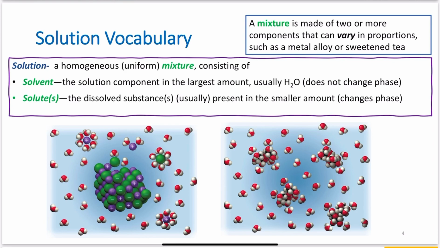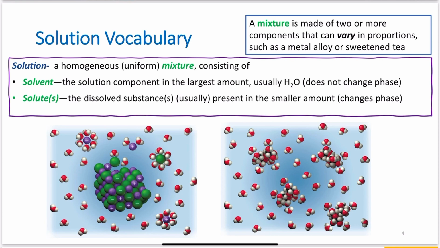I'll talk about what both of those mean in just a sec, but a mixture is made up of two or more components that can vary in proportions, such as a metal alloy or sweetened tea. So a mixture, sweet tea. I don't drink sweet tea, but that's kind of a blasphemy thing to say in Texas. Everyone drinks sweet tea, apparently. But people will put a different amount of sweetener in their tea. And some people just really want unsweet tea, too. I just won't want tea.